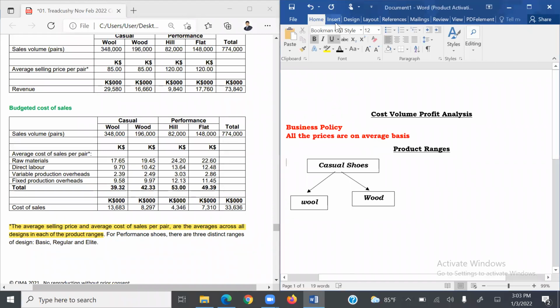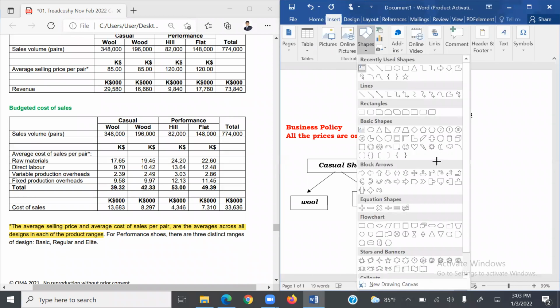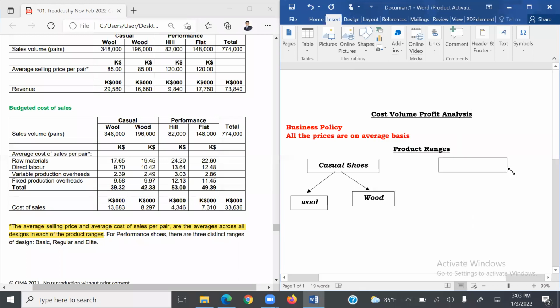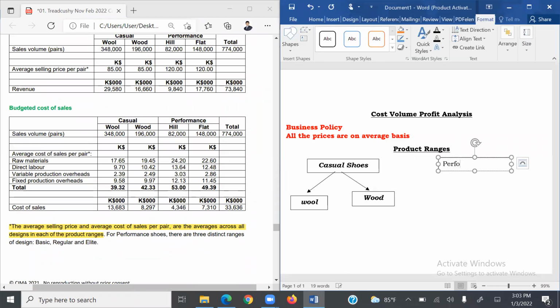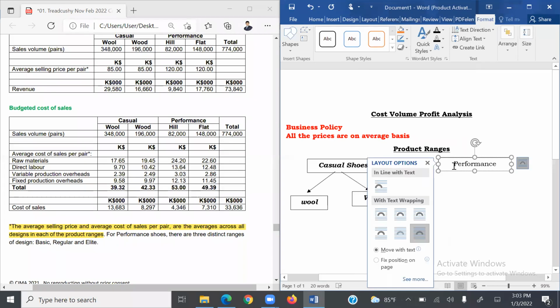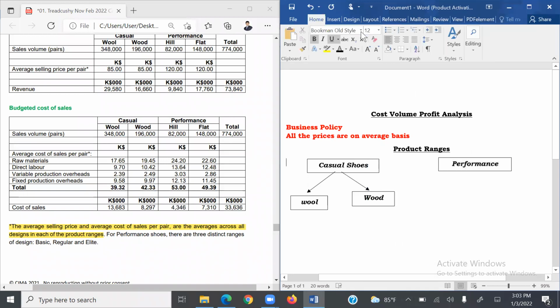If you are fine with the casual shoe ranges, please put a Y in the chat box. And then students, we have the other one, that is the performance shoes. So one is casual shoes and the other one is what, students? It is the performance shoes. So students, coming into the performance shoes, it's not so complicated. It is very simple and very easy to understand as well.